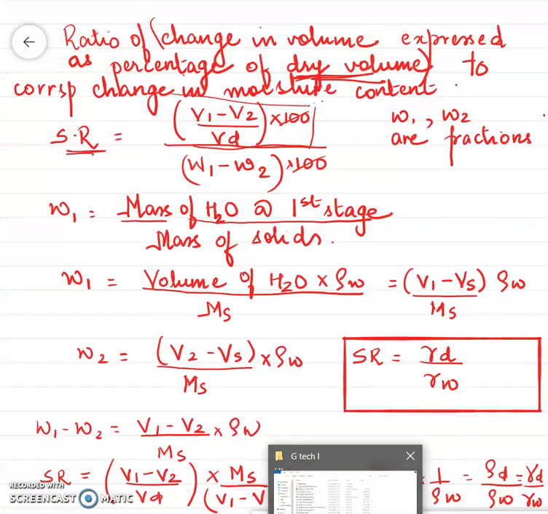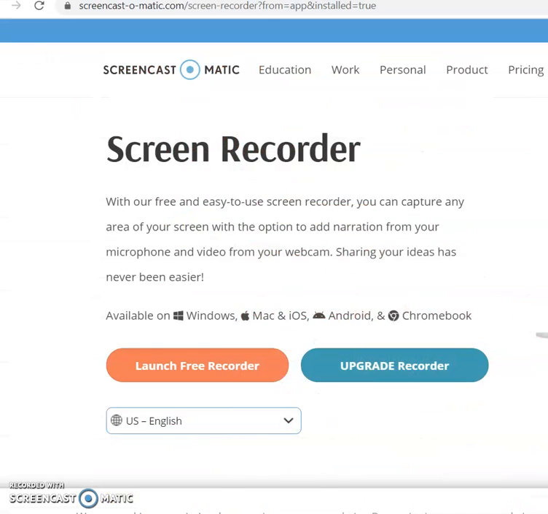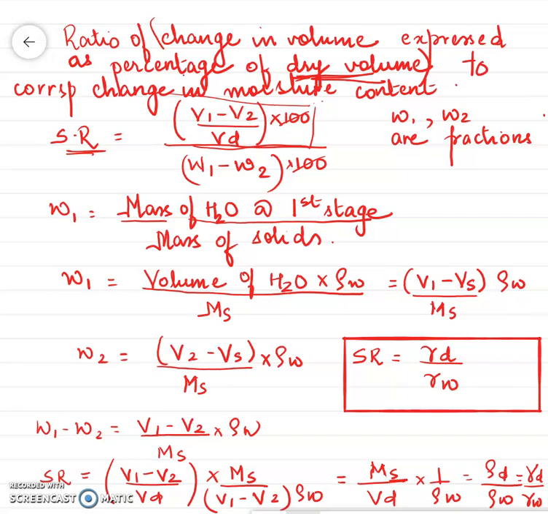Understood? Now, coming back to your problem, what was your problem? You are told to find shrinkage ratio, but neither densities nor unit weights are given. So how will we find shrinkage ratio? Do we have any two volumes and corresponding moisture contents? Yes, we do. We have a volume corresponding to liquid limit and a volume corresponding to plastic limit. So we have one volume, second volume, and their corresponding moisture contents. So we will use that and find out our shrinkage ratio.